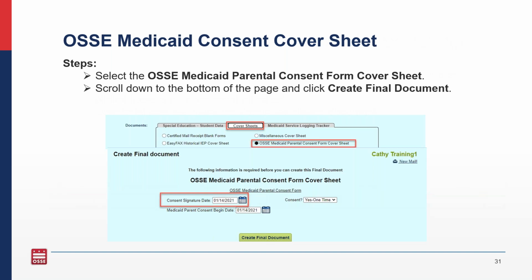So to do this, you will go to the student's document page and you'll go to the cover sheet. What you want to do is create that OSSE Medicaid parental consent cover sheet, so that you're using that to create the final. You're really creating a place to store that form, okay? So you'll create the final. Next slide.